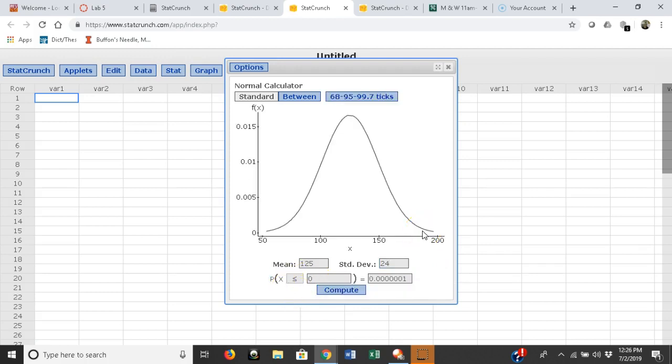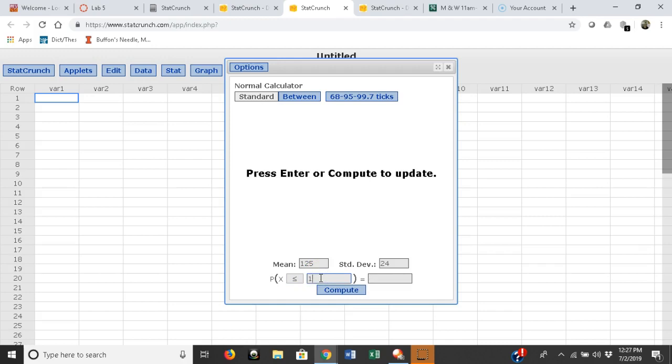For part B, find and interpret the probability that a randomly selected 6th grade student reads less than 100 words per minute. So the probability that X is less than, now notice less than or equal to, because it's a continuous distribution, strict inequality is the same as the less than or equal to, and so we'll use X less than or equal to 100 words per minute and compute.